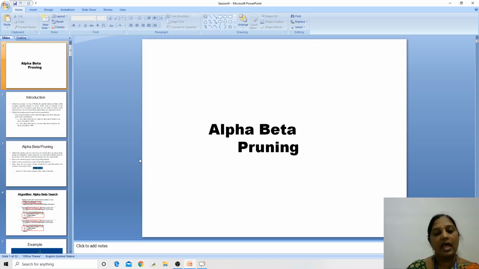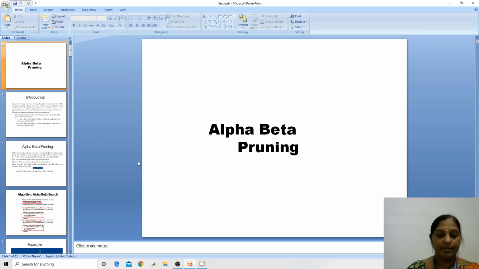If you are exploring each and every node in the given path, automatically it increases the time complexity. You can say that the performance of a particular algorithm is good if the time complexity is less. So to decrease that time complexity, we are going for alpha beta pruning.